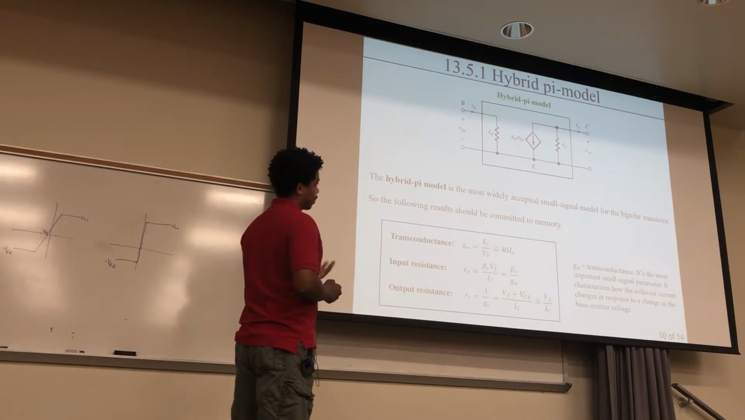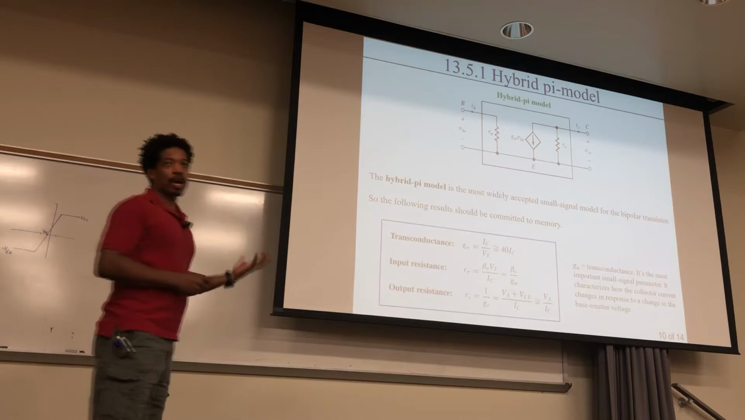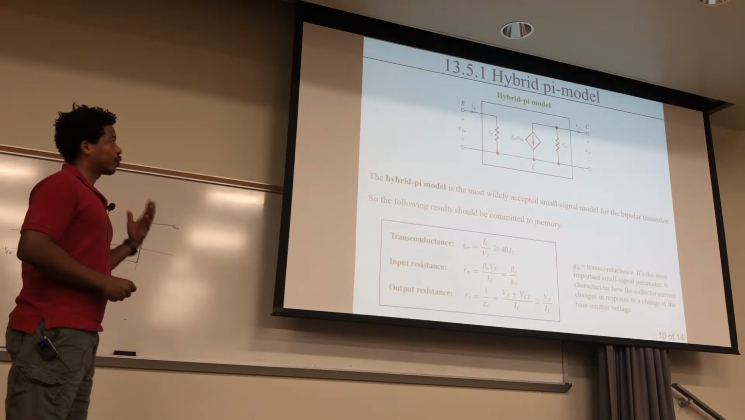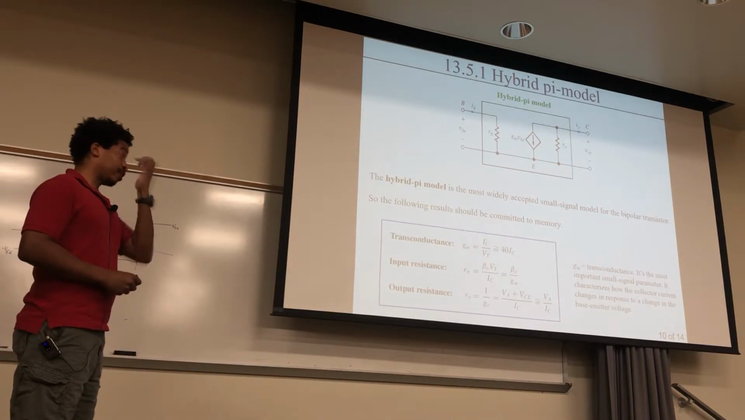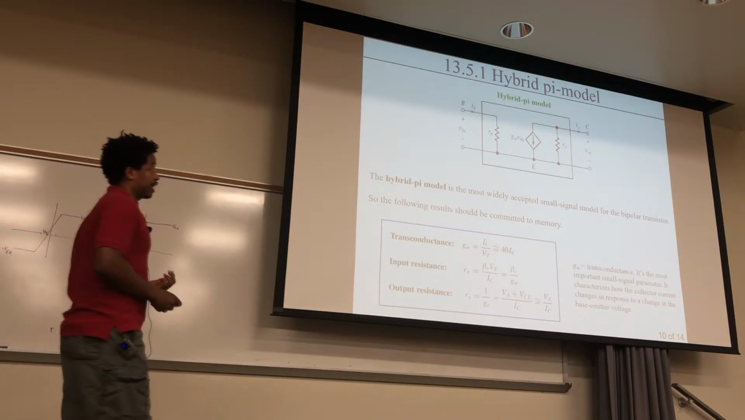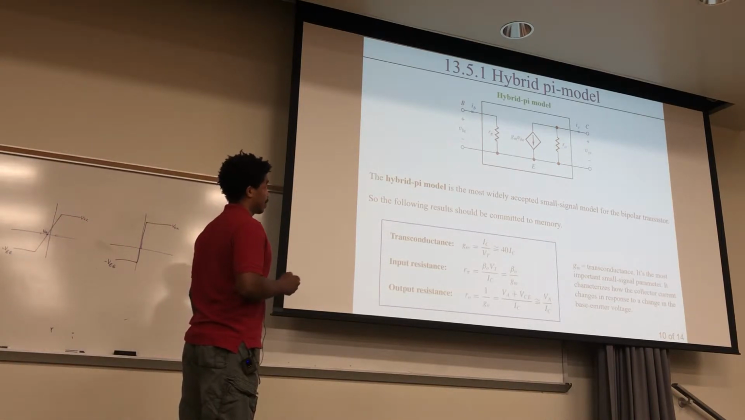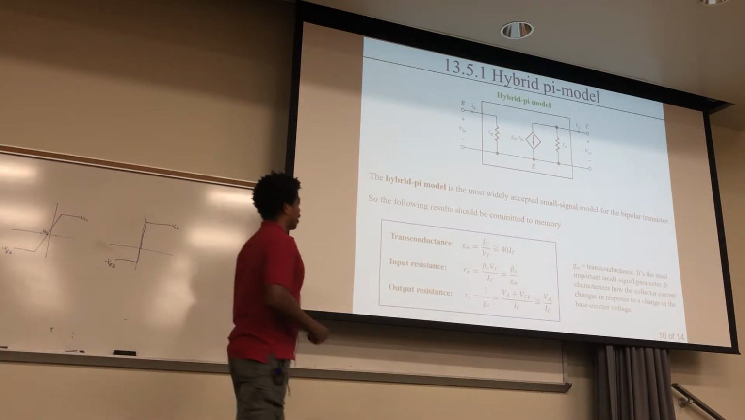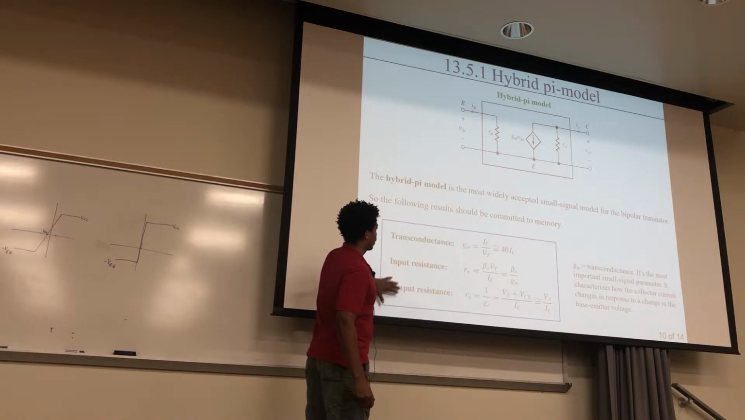So the book explains that this is the model that is most commonly used. If you read a journal and they're talking about modeling the BJT, they're most likely going to use this model. And the book says it's used so often that you should memorize this right here.